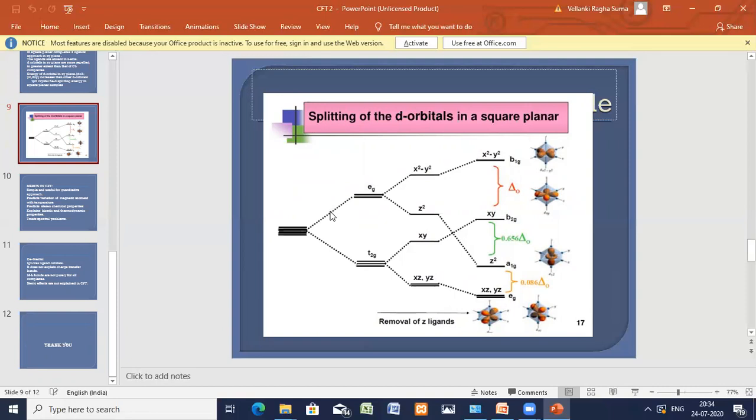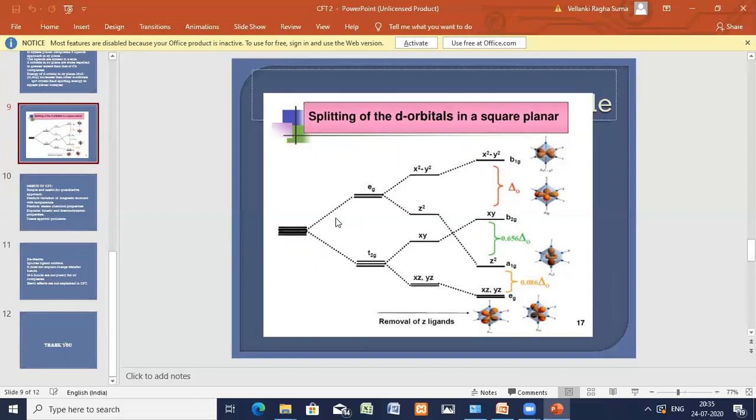If we consider the xy plane as a square planar complex in that octahedral, we get the square planar complex by removing the ligands present on the z-axis. Previously I have shown the diagram. By removing the 2 ligands present on the z-axis, the dz2 orbital oriented along the z-axis is completely free from repulsion.